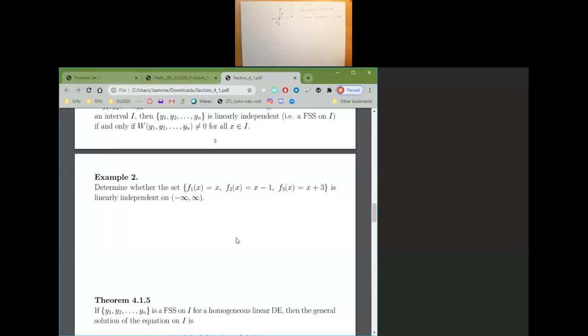What is your first thought? I would do the Wronskian. I would differentiate, and then I know that the second derivative of the three functions is 0. So, thinking about this as a Wronskian, exactly. This is x minus 1, and x plus 3.